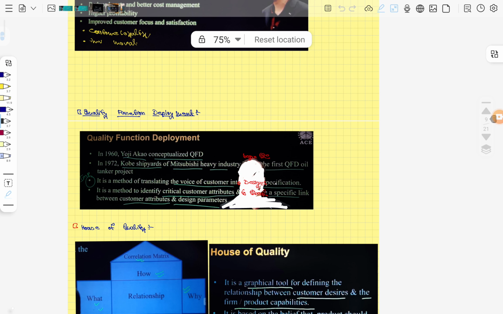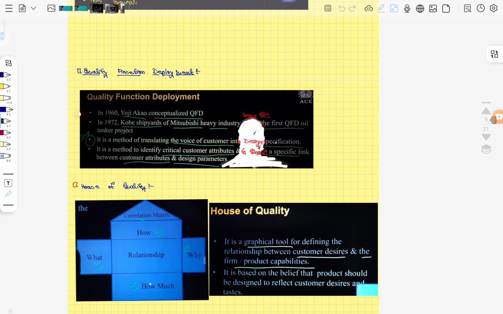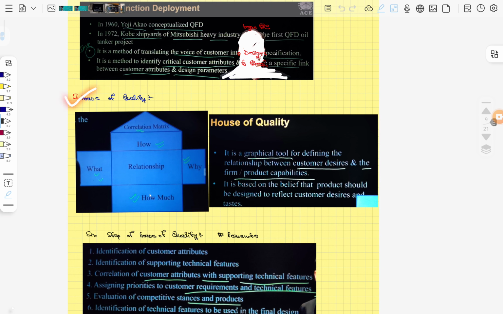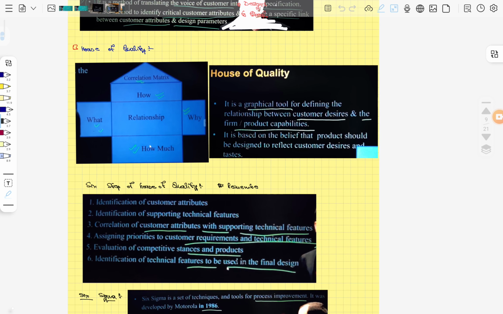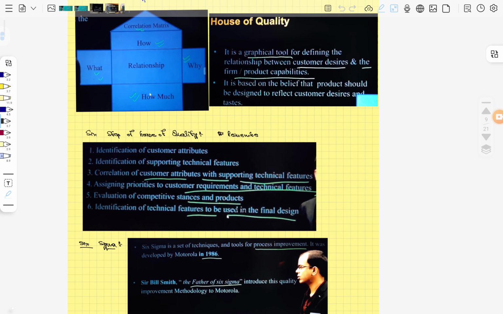Quality function deployment, that is the next thing. Quality function deployment was developed at Mitsubishi Heavy Industry for improvement. It is the method of translating the voice of the customer into specification. So implementing the voice, then the house of quality: what, how, why, how much. It's a graphical tool that defines the relationship between customer desire and the firm, and it is based on the belief that the product should be designed to reflect the customer desire.